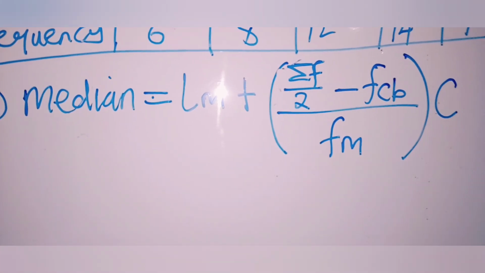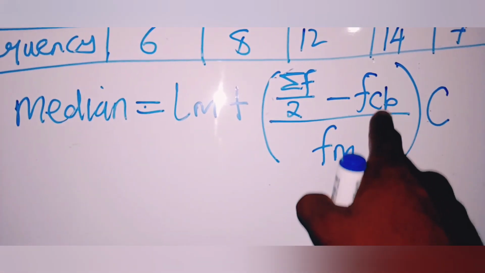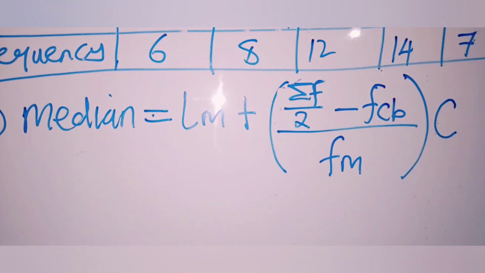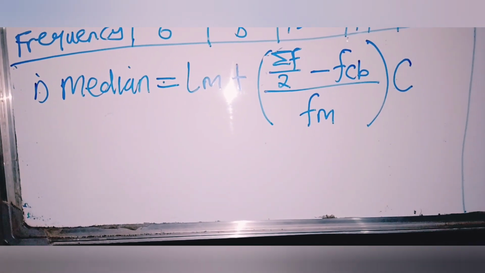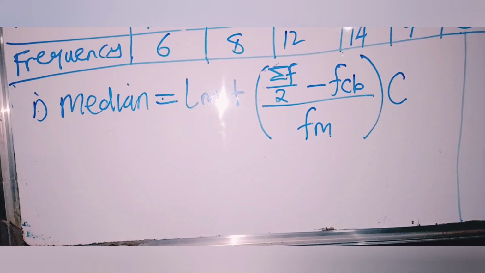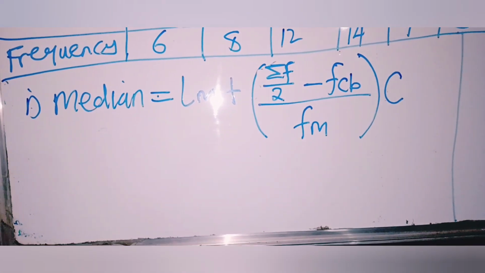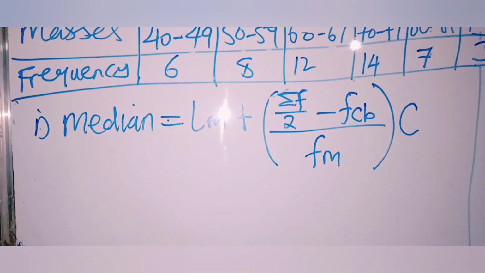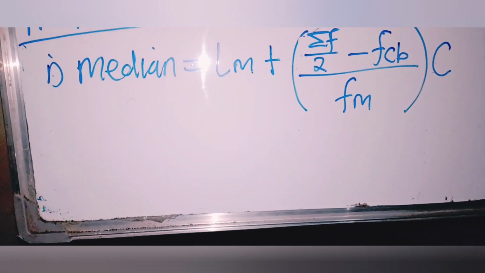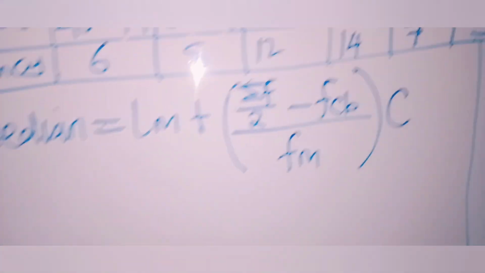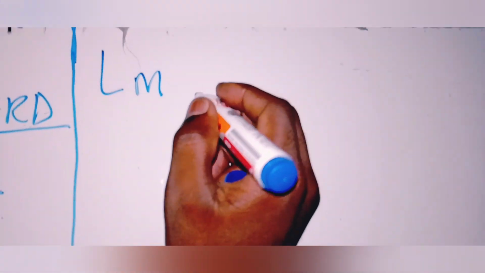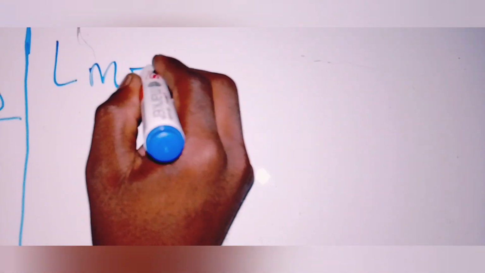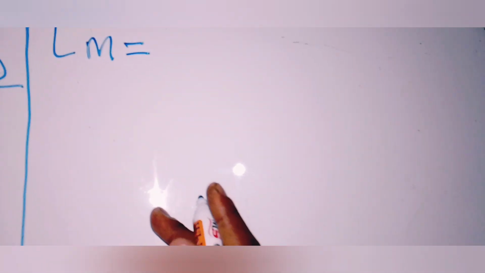Very simple. I'll show you how to put all these initials. So let's consider the lower boundary of the class before the median class, LM. Okay, how do we get LM?